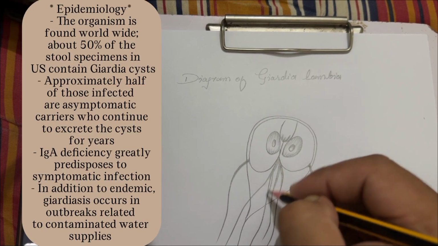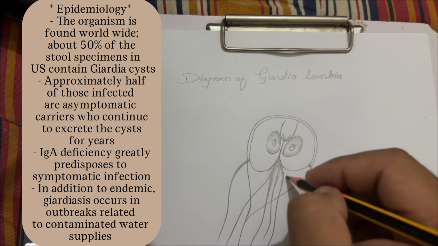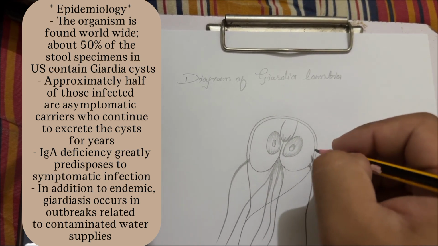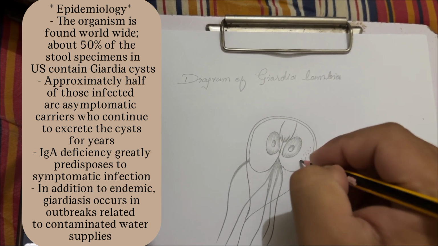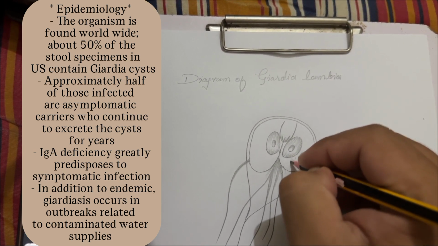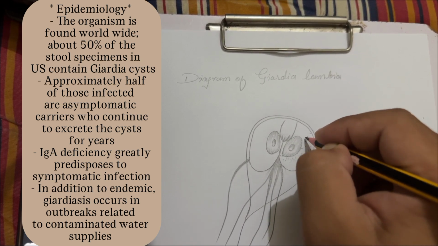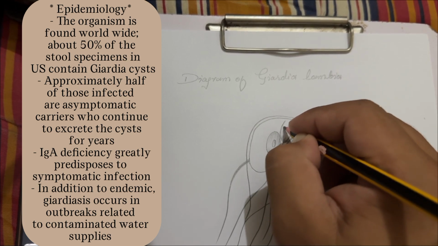Epidemiology. The organism is found worldwide. About 50% of the stool specimens in US, United States contain Giardia cysts. Approximately half of those infected are asymptomatic carriers who continue to excrete the cysts for years. Immunoglobulin A, IgA deficiency greatly predisposes to symptomatic infection.